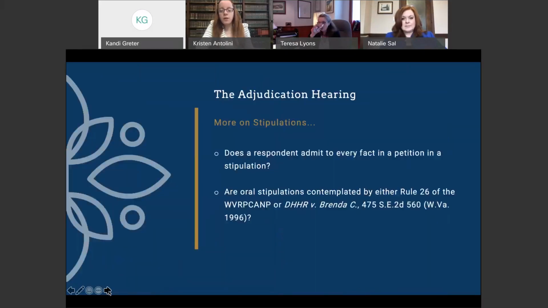And Teresa, when someone is looking at doing a stipulation, does a respondent have to admit to every single fact that's in the petition? No, there are many times that there might be a contested fact or an inaccuracy, and a respondent doesn't have to admit to everything. A respondent simply has to identify facts that are sufficient to result in a finding of abuse and neglect. And what if someone comes to court and they want to provide an oral stipulation? Is that permitted under our current case law and rules?